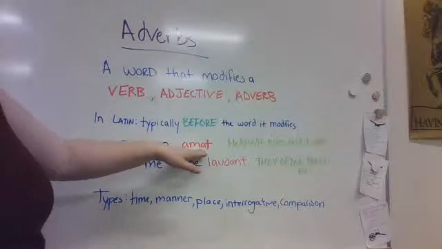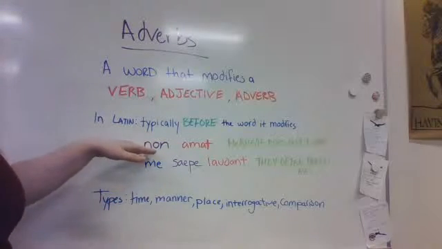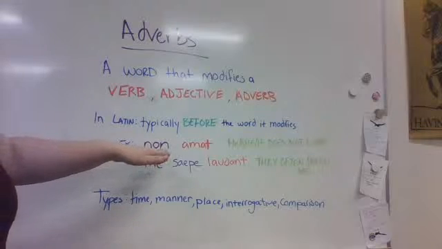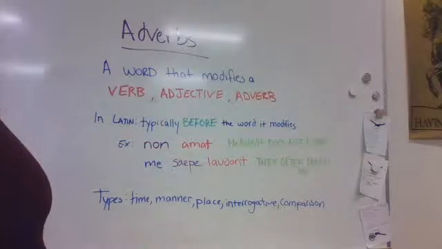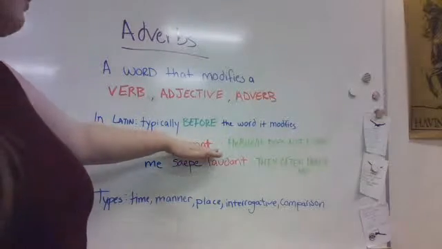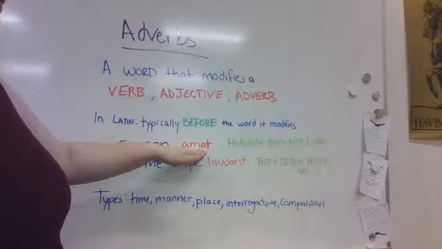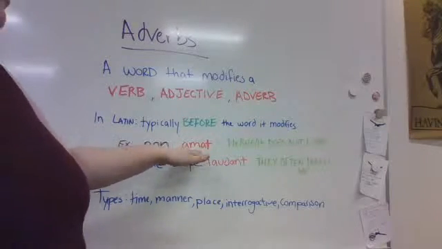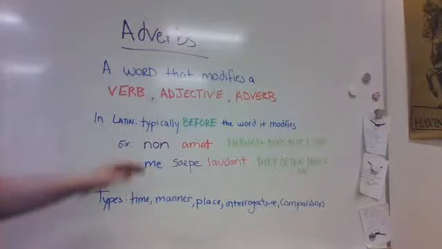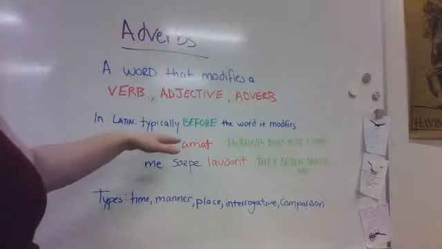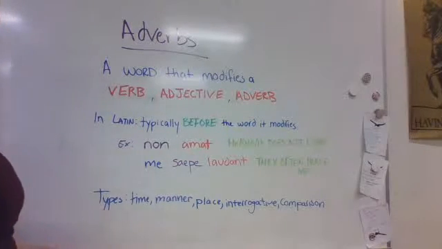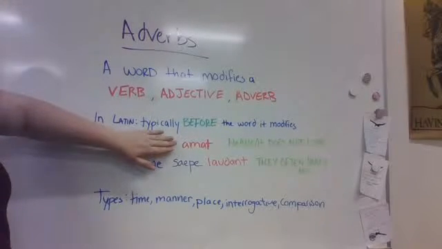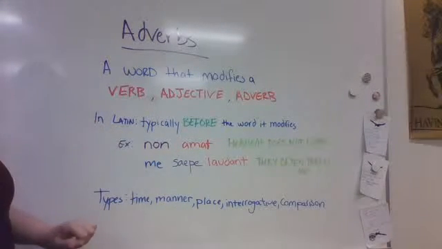Example, non amant. This adverb is modifying this verb. So if we translate amant, he, she, it loves, and then non, does not love. So he, she, it does not love. That non is modifying that verb because without it, he, she, it does love.